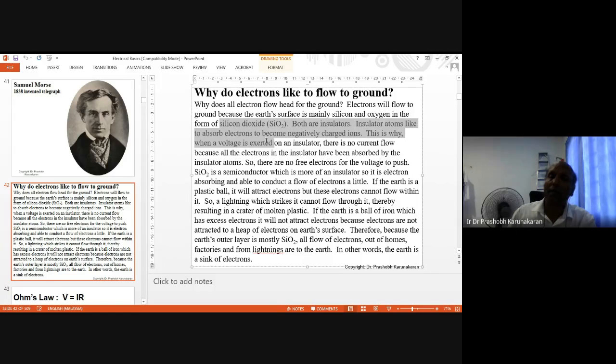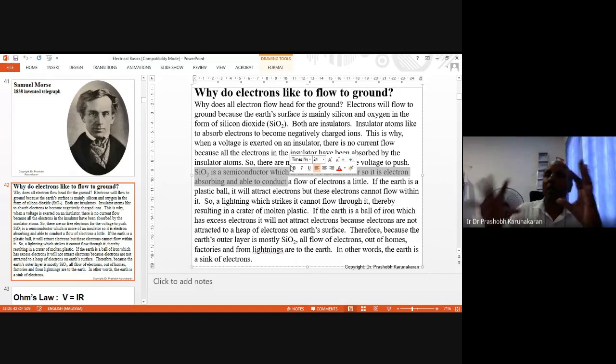This is why when a voltage exists on the insulator, there's no current flow. Because all electrons in the insulator have been absorbed by the insulator atoms. So there's no free electrons for the voltage to push. SiO2 is a semiconductor, so it partially conducts. It is electron absorbing and is able to conduct the flow of electron a little.